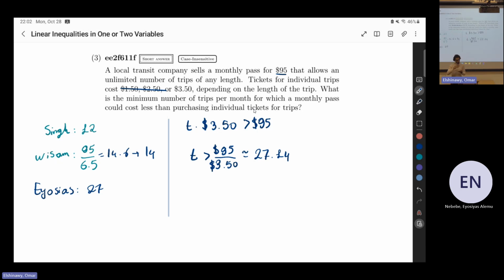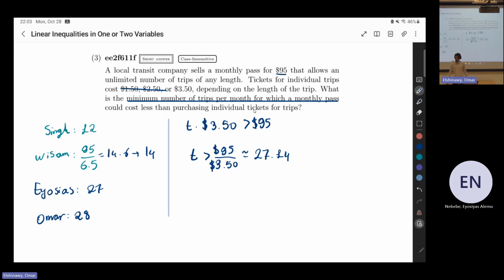So if you want to go below this number of trips, the maximum number of trips which would still cost less than the monthly pass, then you would take 27. But if you're looking for the minimum number of trips for which the monthly pass saves you money, it's 28. So Omar, that's me. I say 28.